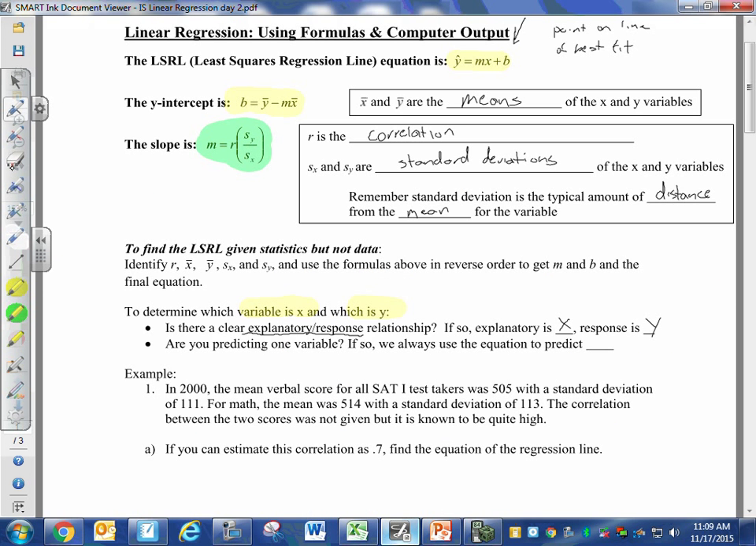But sometimes it is not clear. Our first example is not going to be clear. If we're not sure what is going to affect what, or what comes first and what we're trying to show, typically we will always use the equation to predict a y. So we're going to look at what we are trying to predict, and that is what we are going to put for y.